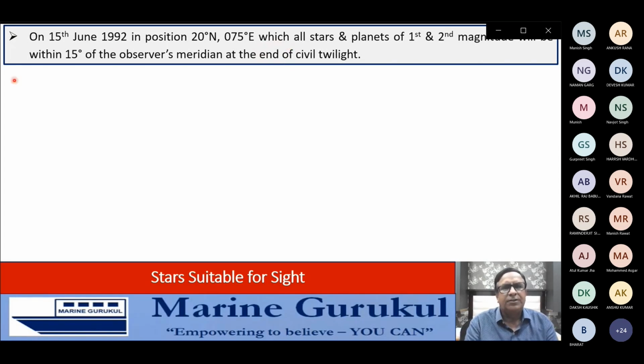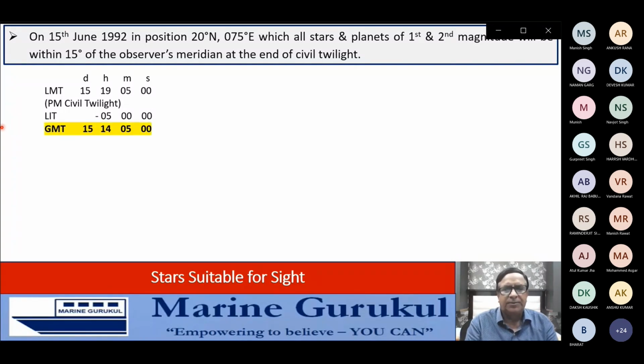So now we go to the daily page of the Nautical Almanac for 15th June. For 20 degrees north latitude, we pick up the civil twilight time in the evening. And we all know this time shall be LMT. So the LMT of civil twilight in the evening would be 15th day, 19 hours, 05 minutes and 00 seconds. To this, we shall apply LIT to get GMT. Longitude is east, so GMT is least. Therefore, we subtract this LIT and we get GMT as 15th day, 14 hours, 5 minutes and 00 seconds.